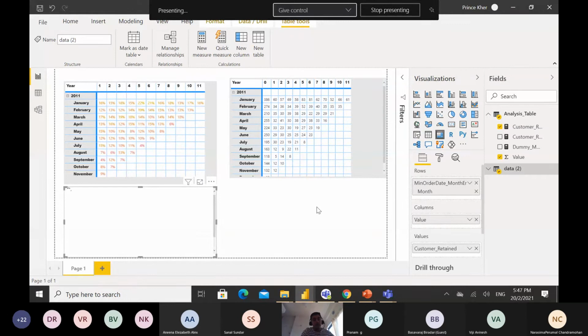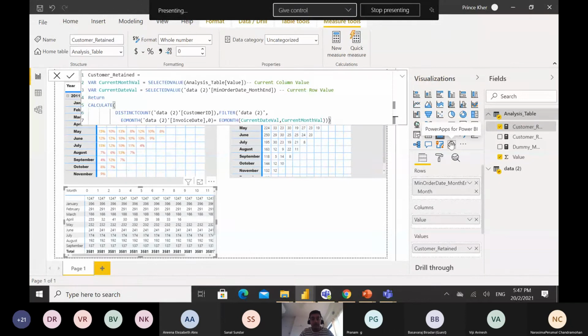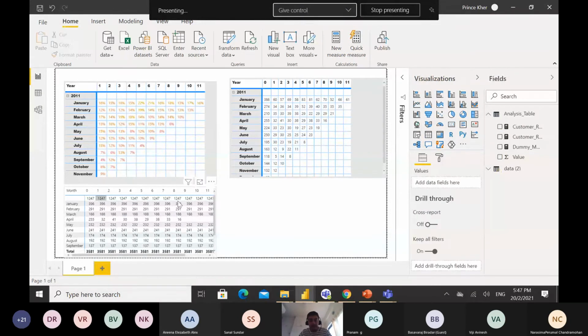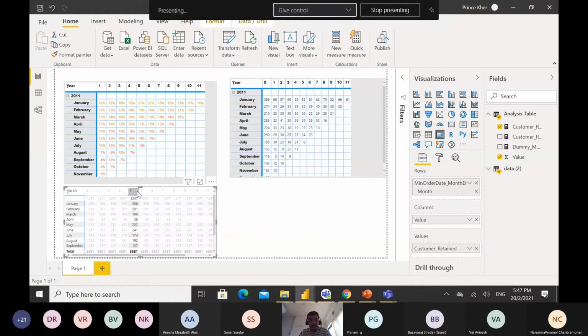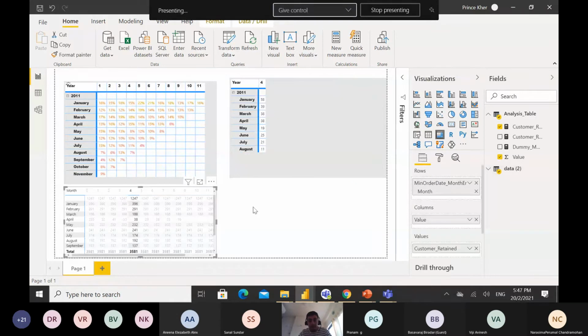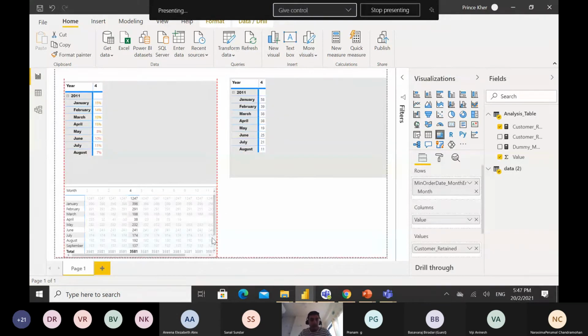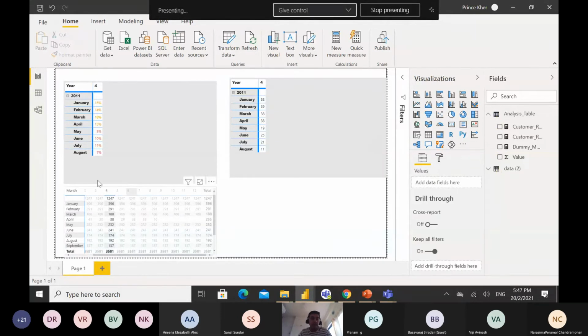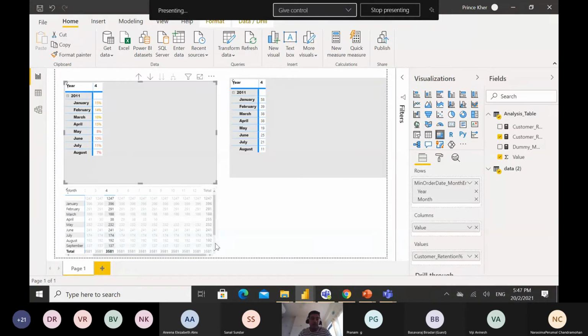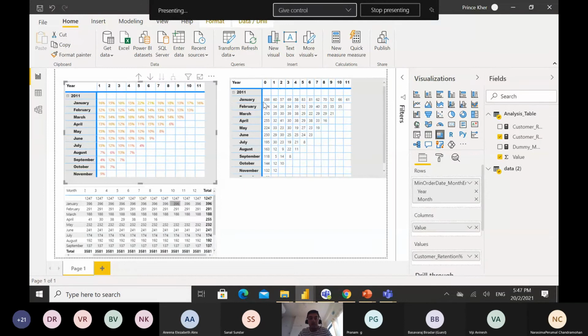So this is how I got the customer retained value. How we build this measure, let's see it. We haven't filtered the data, that's why you're seeing this data. If I filter this data on the invoice year, this is for both the years, so this is for both 2010 and 2011. So this is how you build that analysis.